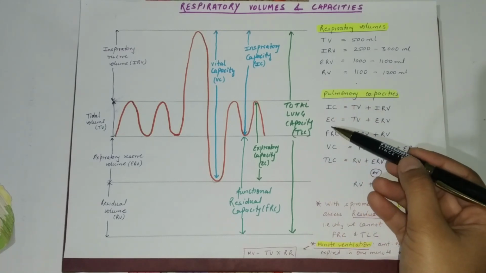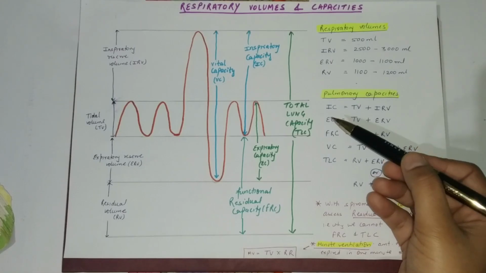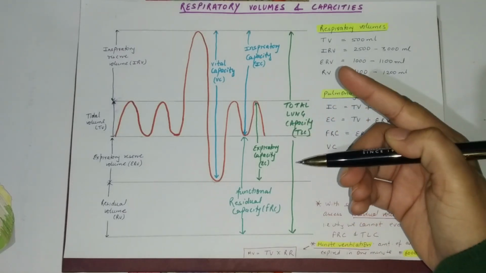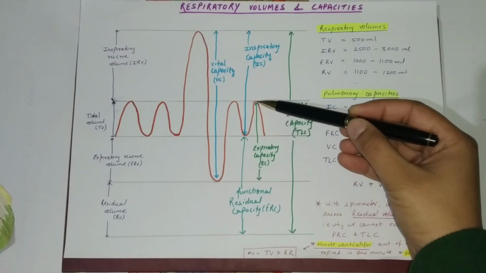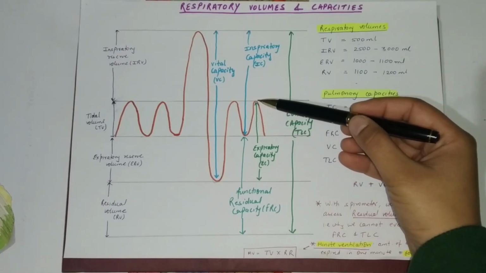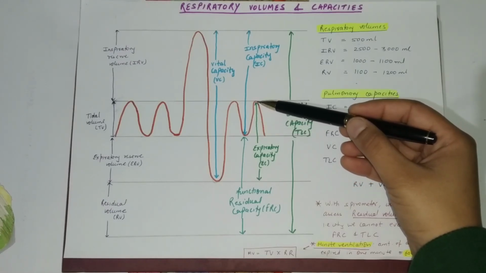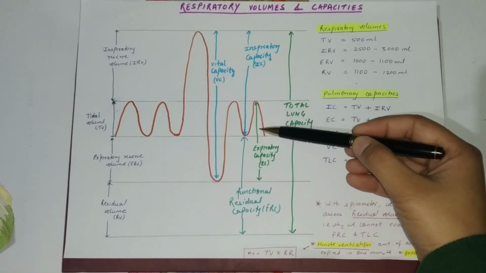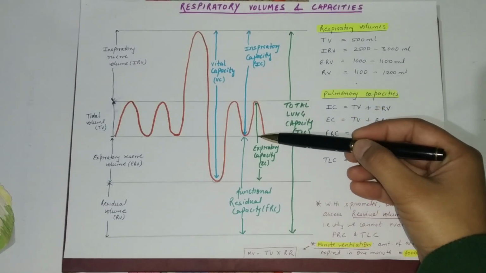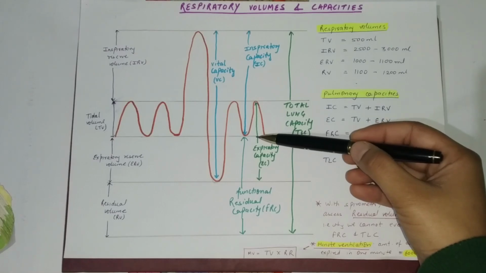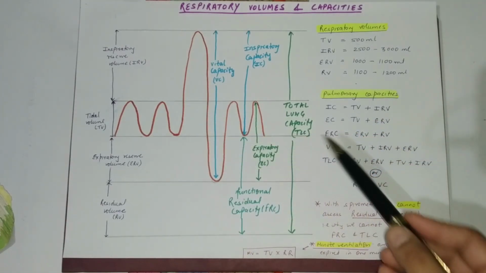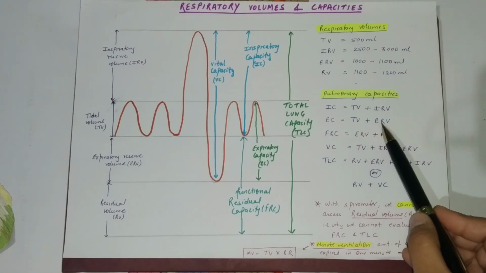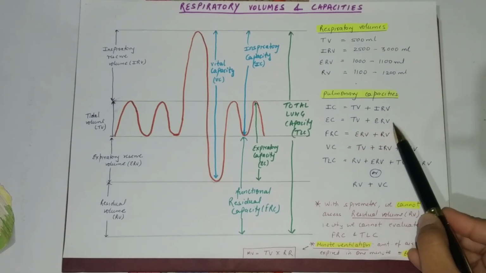Similarly, the expiratory capacity is the total volume of air which a person can expire after a normal inspiration. After a normal inspiration, the lung volume is at this point. So when a person starts expiring, first of all he will remove the tidal volume, and then when he applies force, he will exhale the expiratory reserve volume. So expiratory capacity comprises the tidal volume and the expiratory reserve volume.